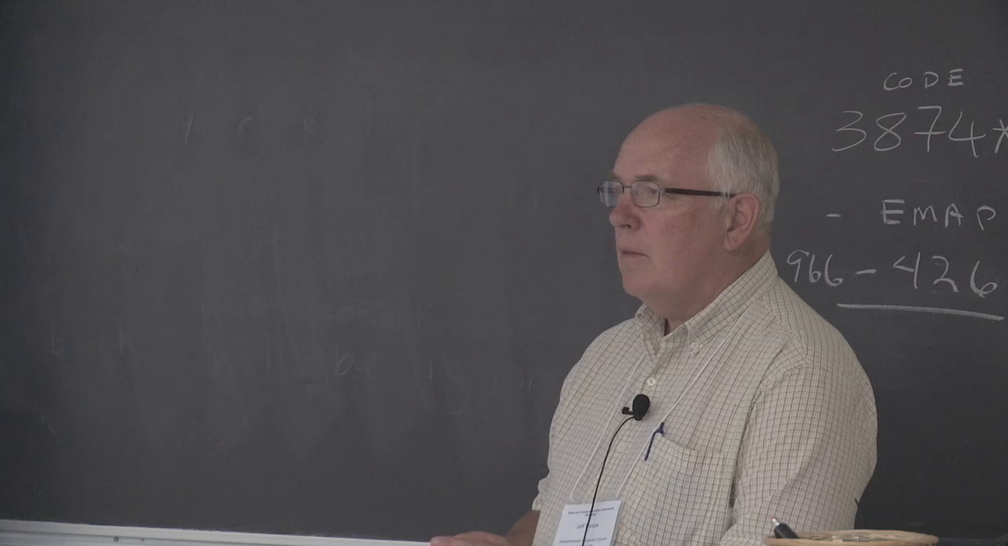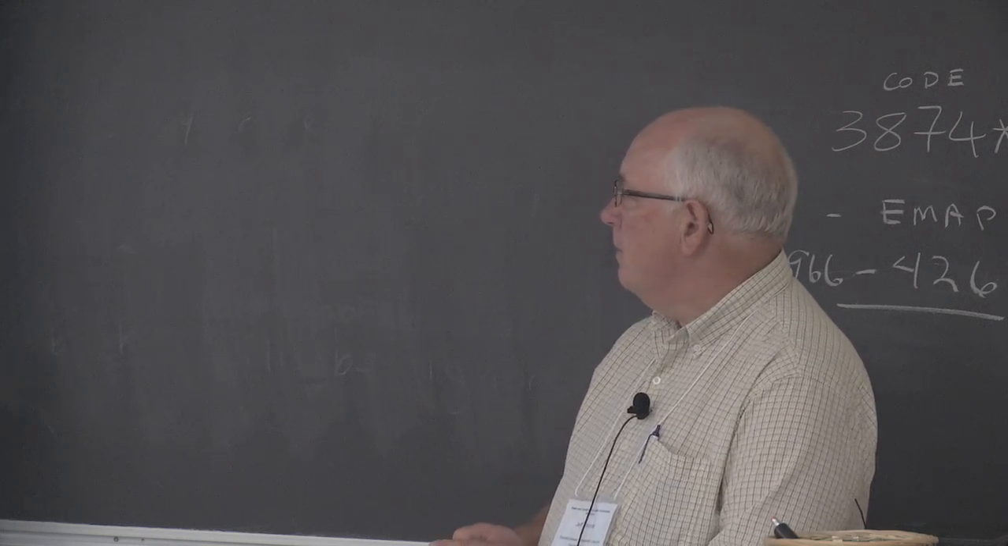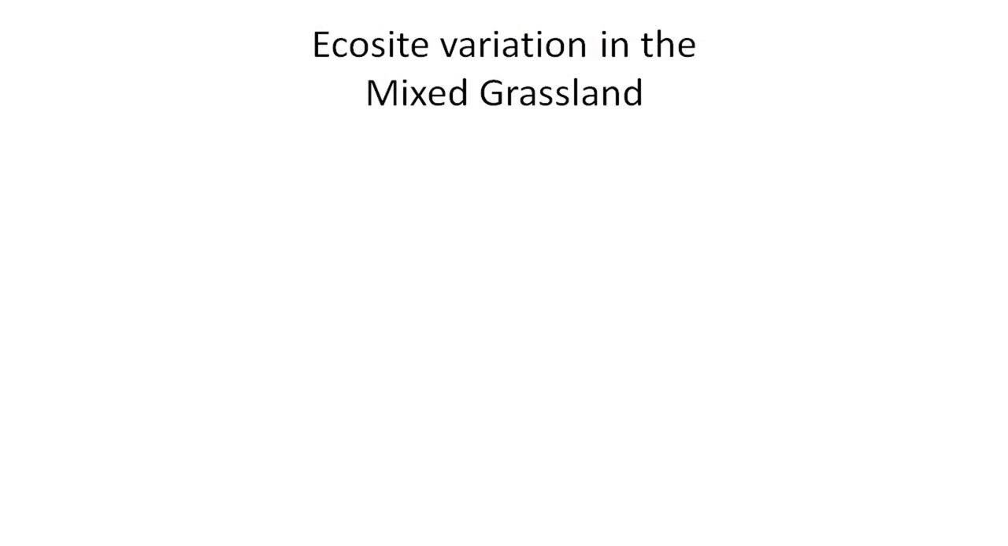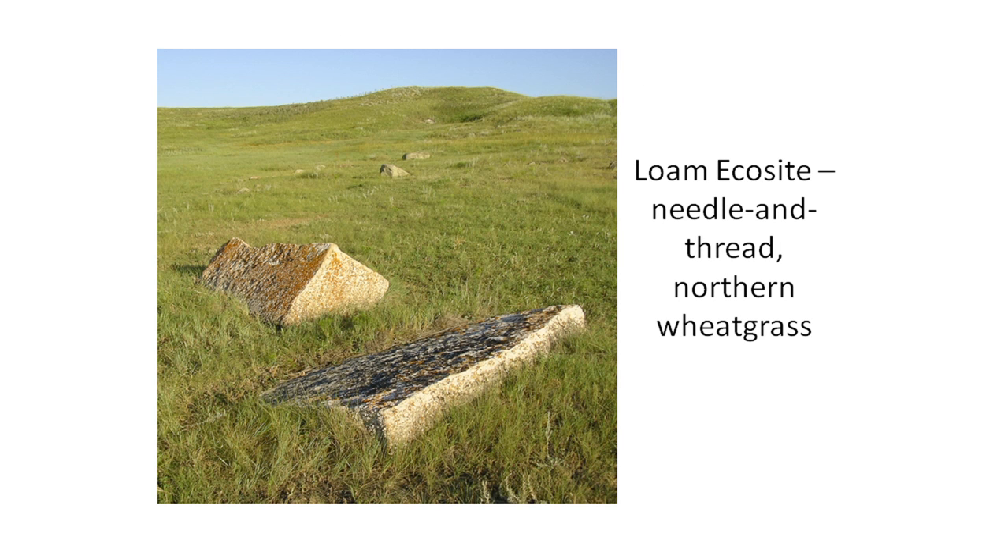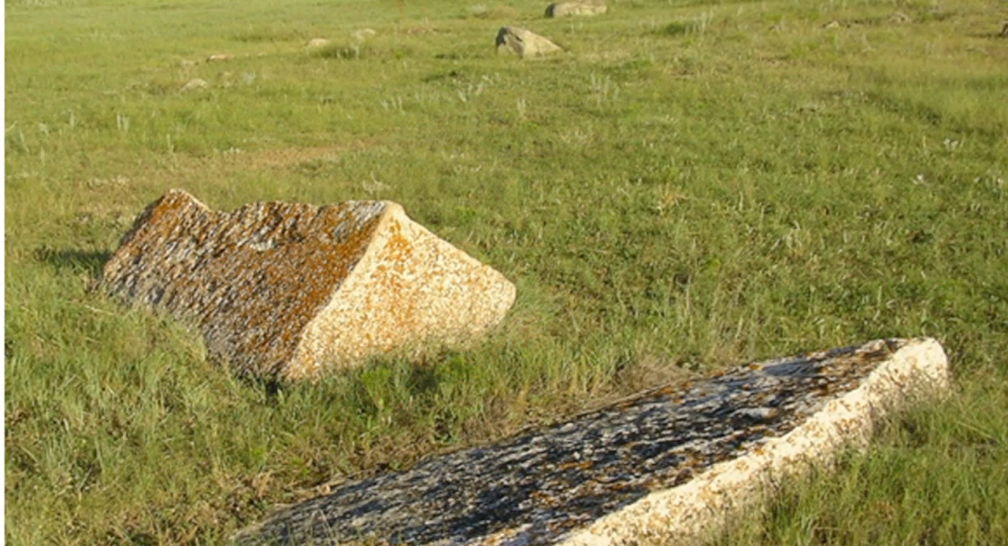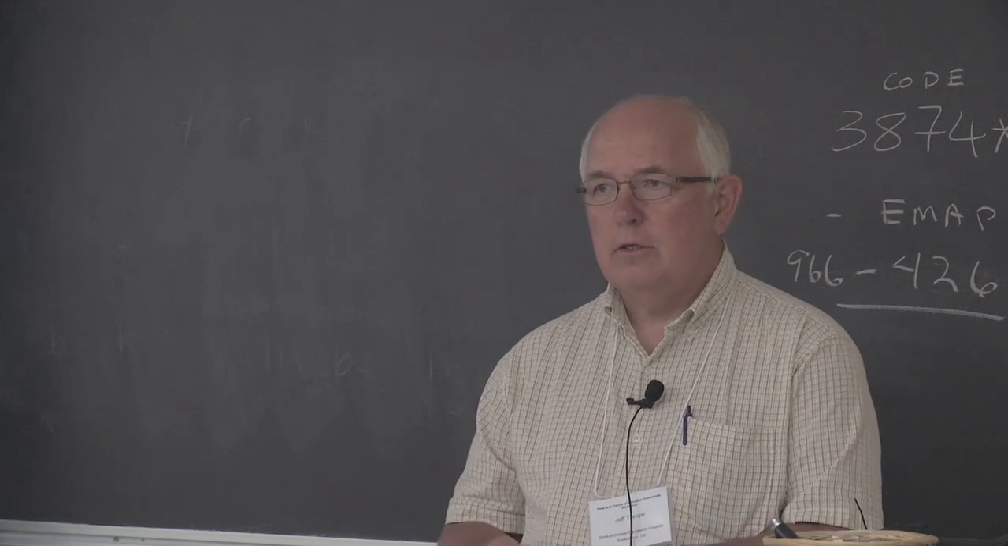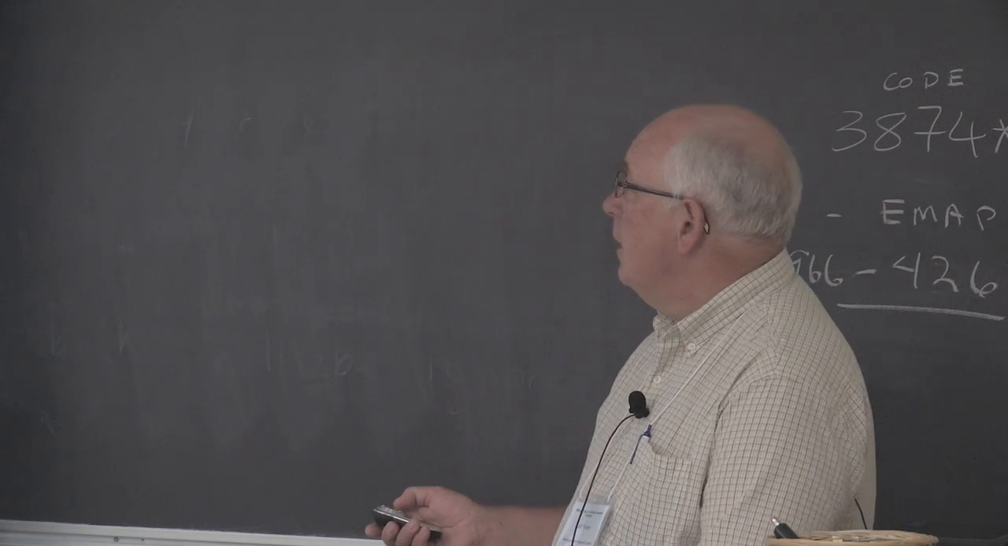Right? Yeah. So I'll show just a few pictures to get at this idea of ecosite variation. These are all in the mixed grassland ecoregion, so a dry climate basically. And here's our loam ecosite, and a lot of our loam ecosite is on these rolling morainal deposits, so that you see rocks and fine soil between the rocks, and you usually wind up with a loamy soil texture.